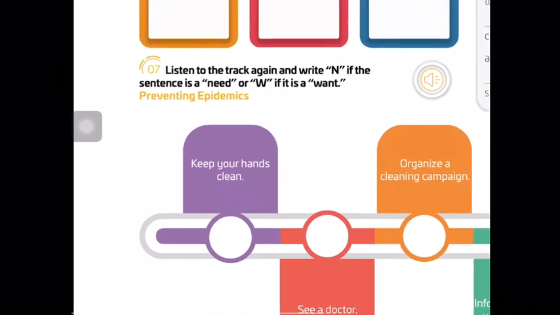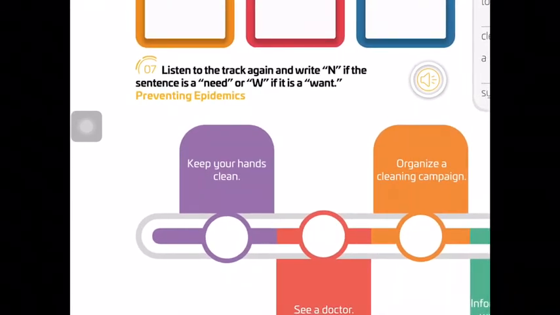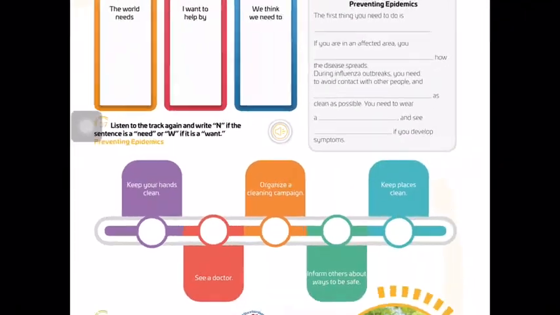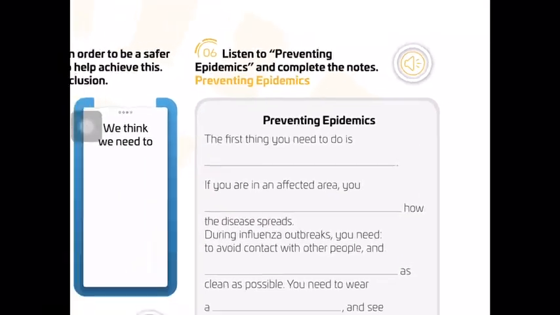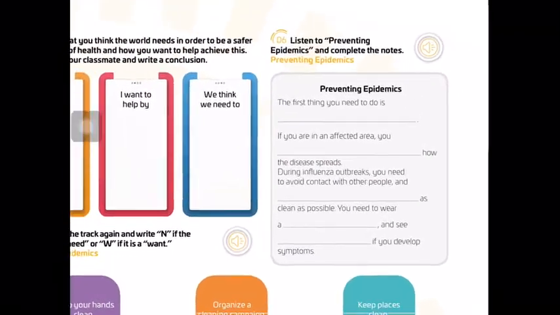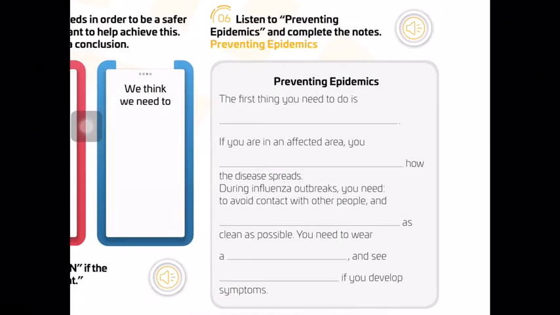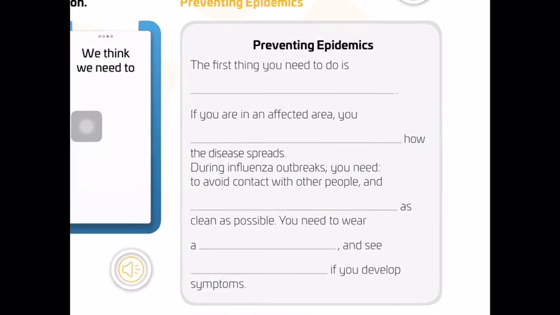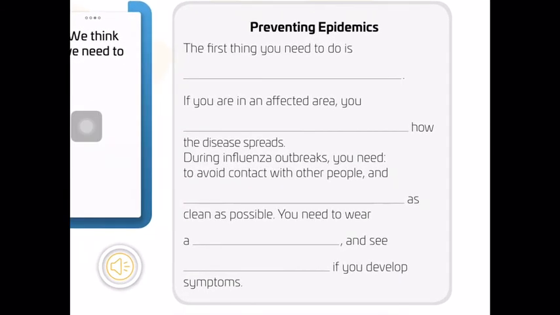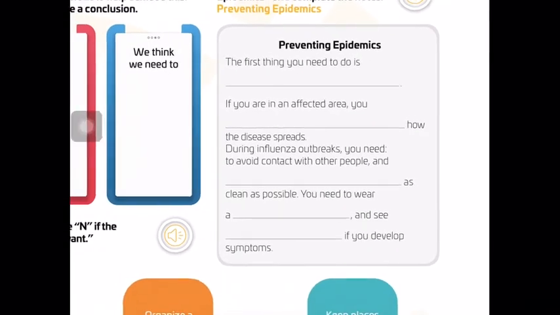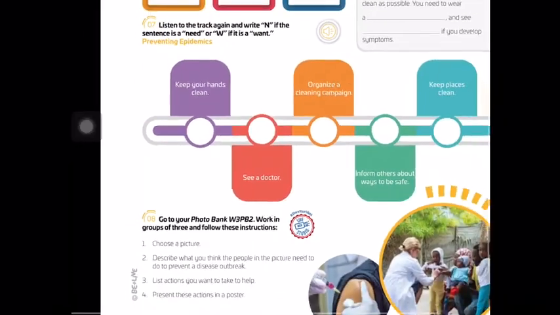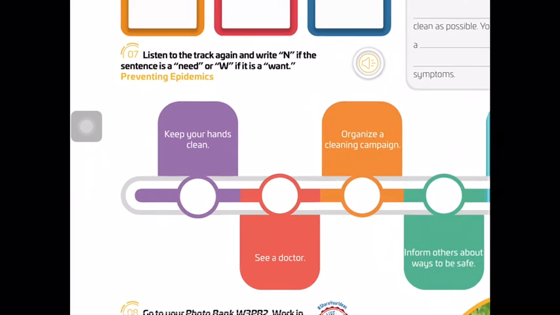Exercise 7 is a listening, listen to the track again. Sorry, exercise 6 is listening, and then you have to continue with the exercise 7. Exercise 6, listen to preventing epidemics and complete the notes. Okay, this is a listening, and then you pay attention to it. You can listen to it several times, and then you complete the notes. You move to the exercise number 7.